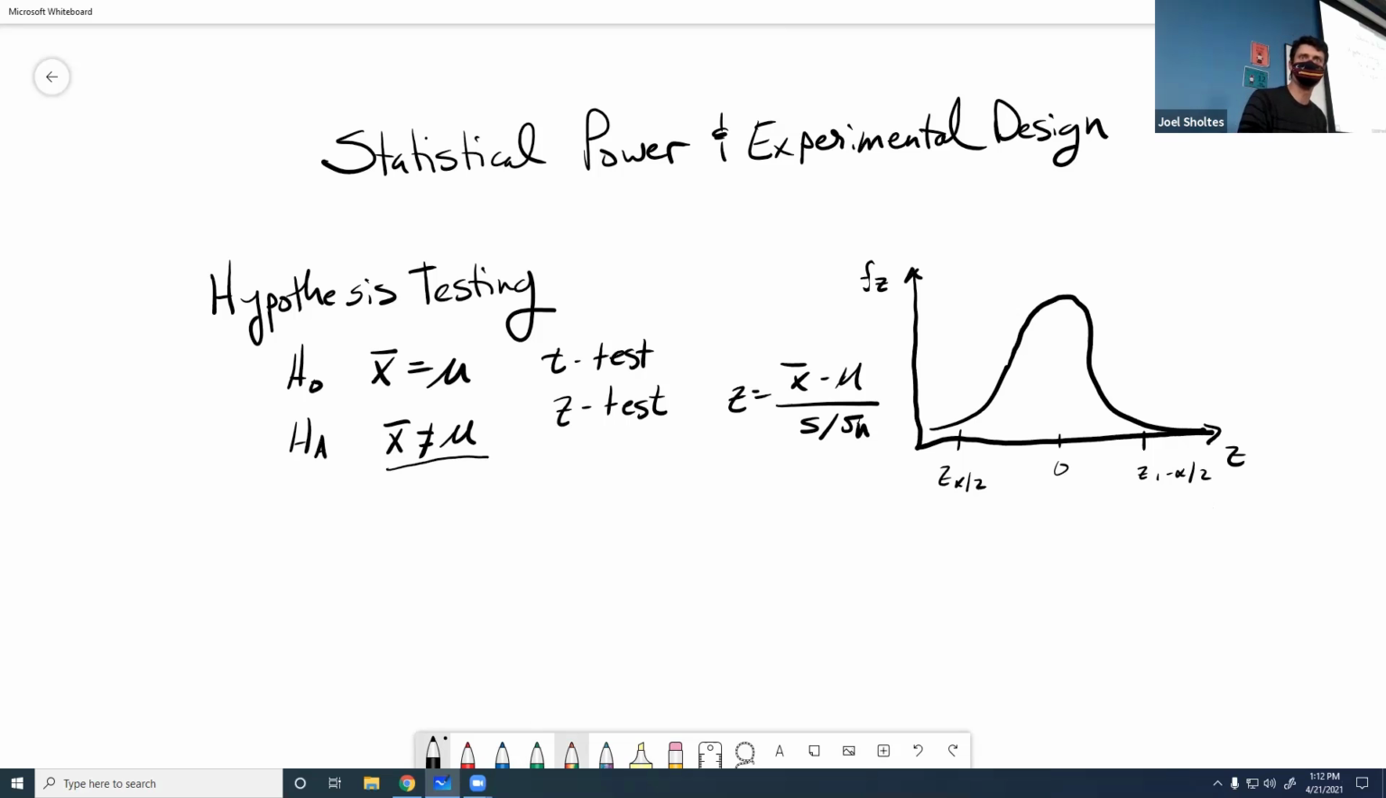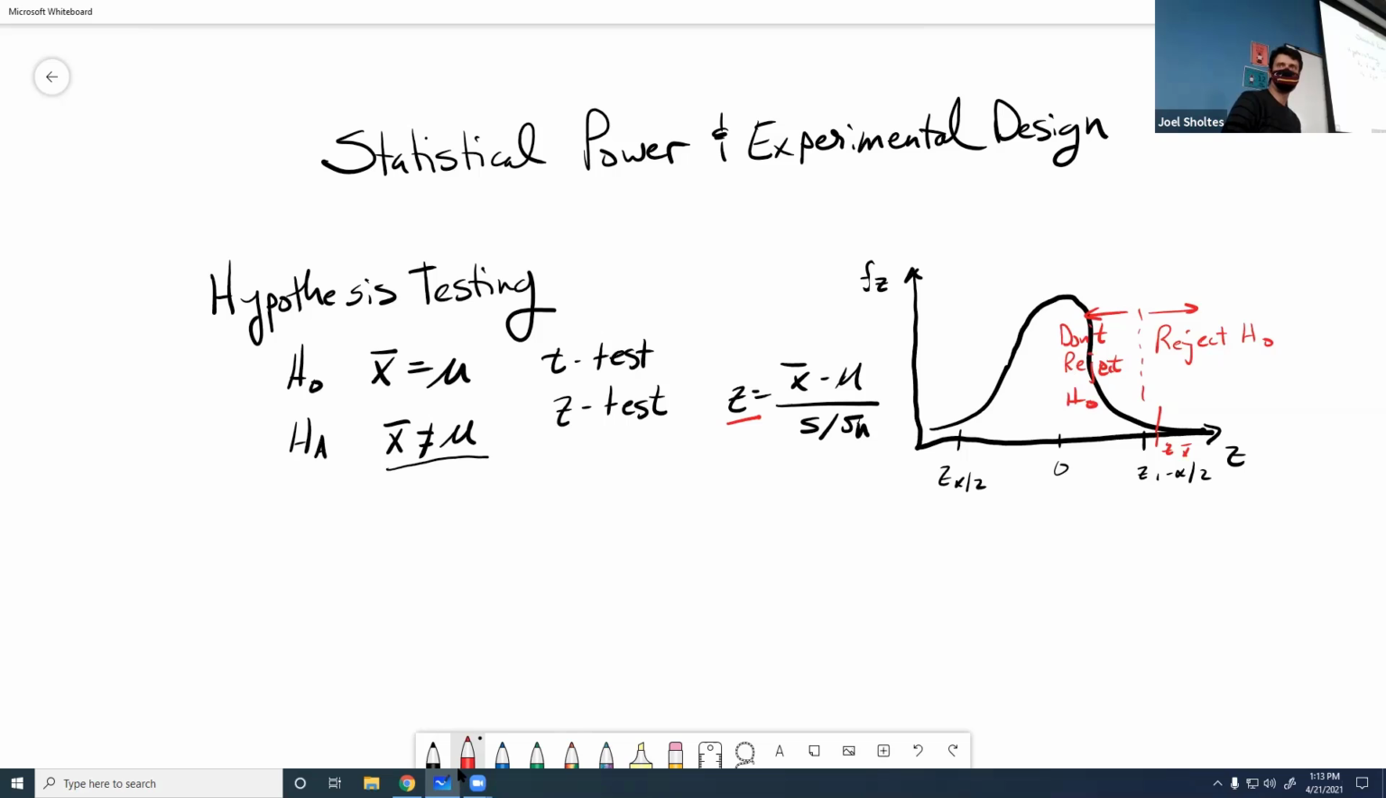We calculate our z-score right here, whatever that is, and if it's on this side, if this is z for x bar, then we can reject h naught, and if it's on this side, then we don't reject h naught. All right, that's the basic hypothesis test. How big is our z? Or how small is our z? How extreme is our z?